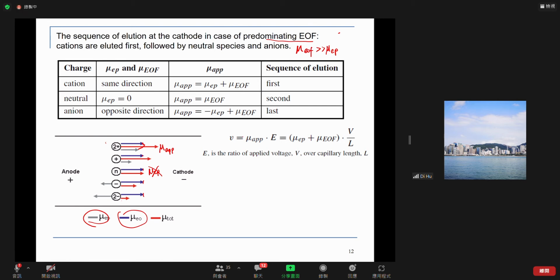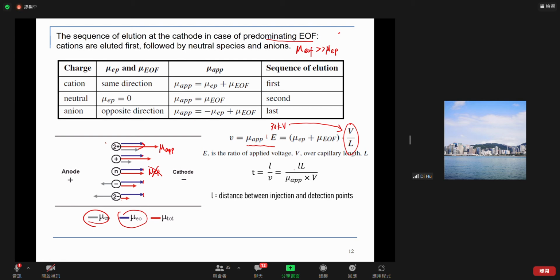So the total velocity is the mobility times the applied voltage. The applied voltage can go up to 40 kV, normally just 30 kV, which is pretty common. So it is mu EP plus mu EOF times V over the length, because the electric field is the voltage divided by the length. And L is the distance between the injection and detection point.